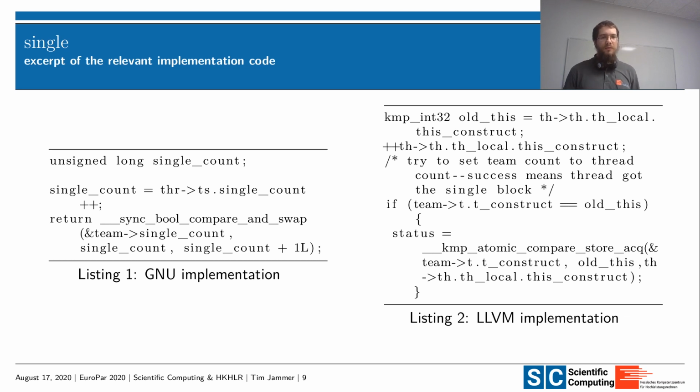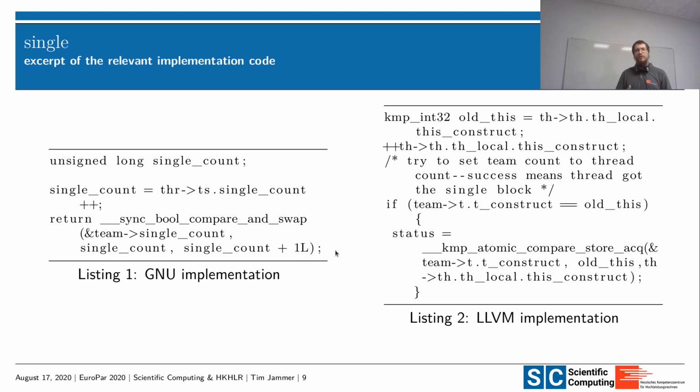The general idea behind these two implementations is the same. You have a single counter that counts the number of single regions encountered so far, and each thread has its local counter, which is incremented whenever a single region is encountered. And then there is a team's single counter. This compare and swap operation tries to increment the team's shared counter.